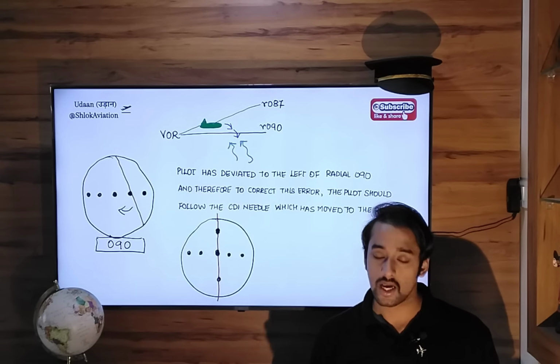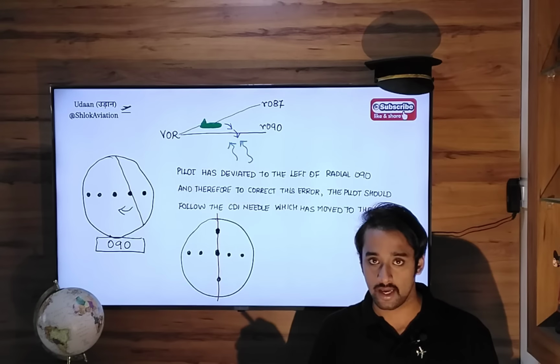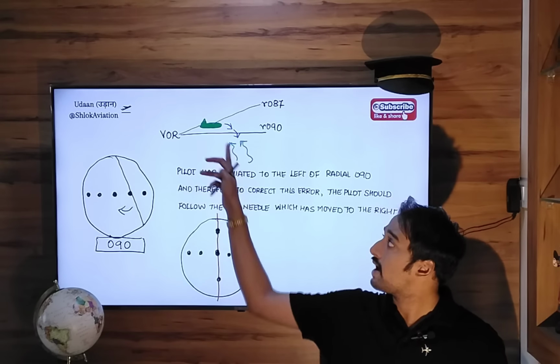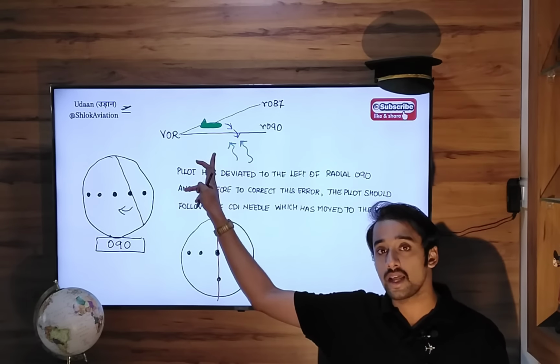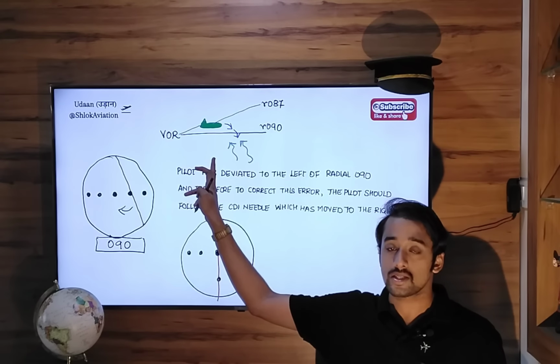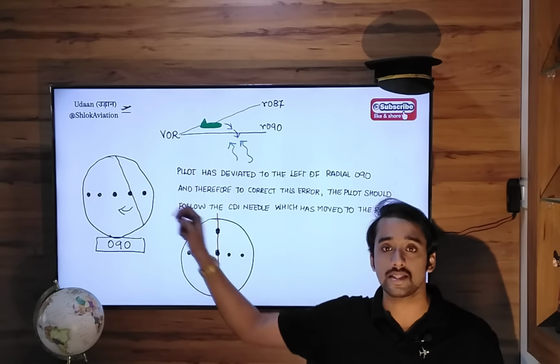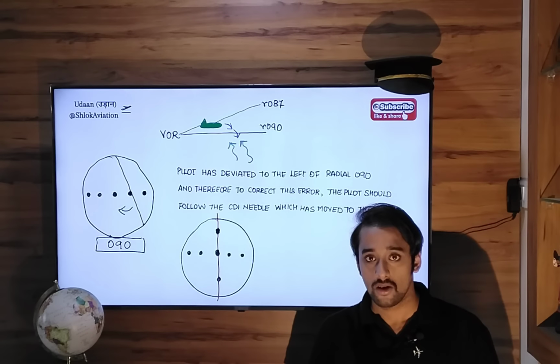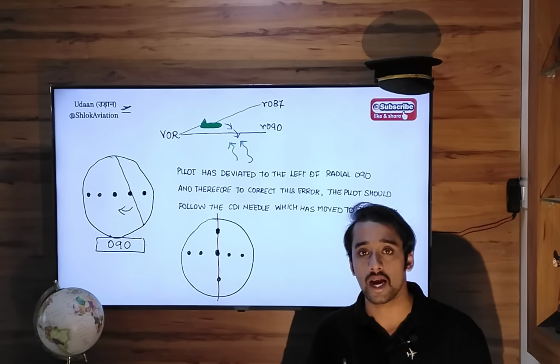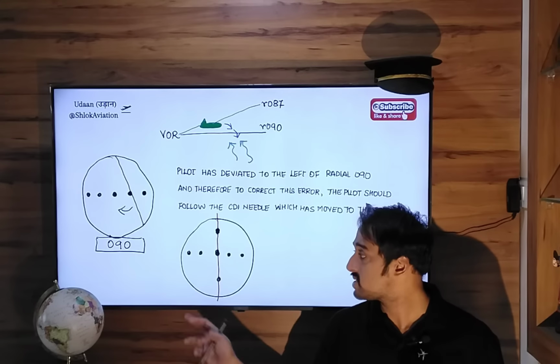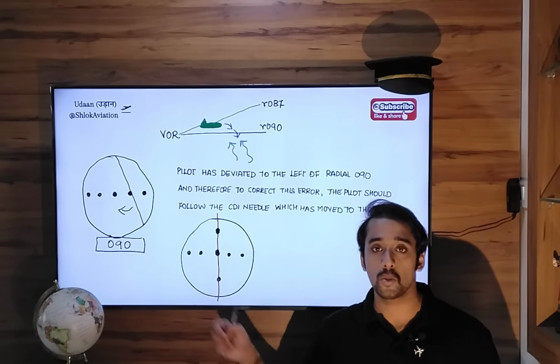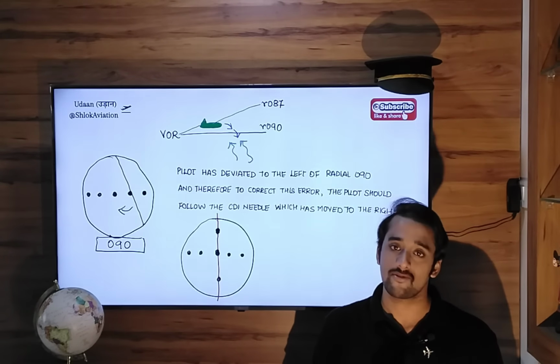So this is another possibility of CDI indication. Similarly, if the aircraft deviates to the right of radial 090, the CDI needle will move to the left hand side, left of the center, telling you that you have deviated to the right of the center line, and the radial 090 which you have selected in the OBS selector falls to your left hand side.